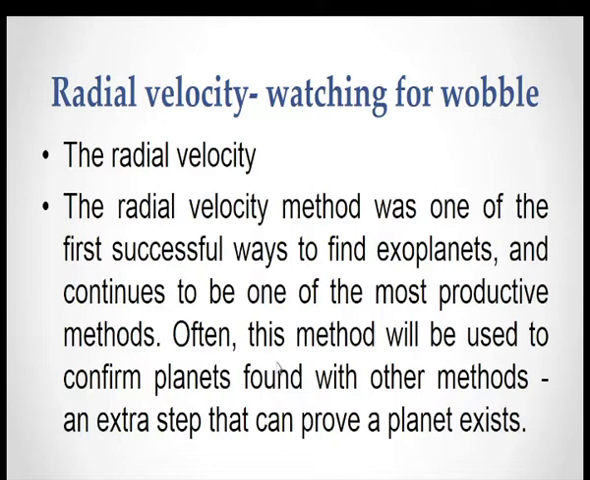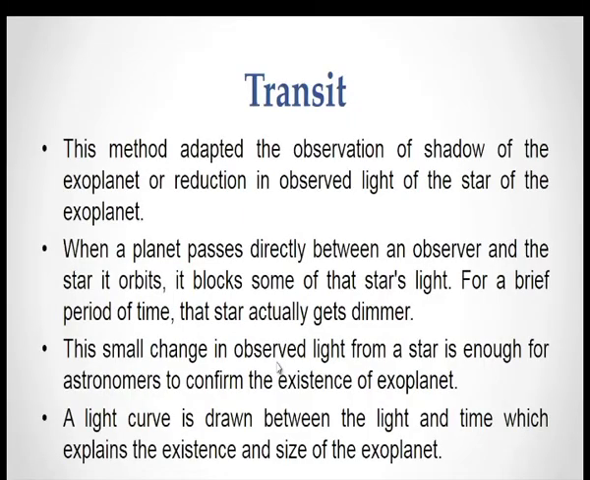The radial velocity method was one of the first successful ways to find exoplanets, the method which I explained earlier, and continues to be one of the most productive methods. Often this method is used to confirm planets found with other methods, an extra step that can prove the existence of the planet. So the radial velocity method is the prime and confirmatory method for the existence of exoplanets. The next method is transit.